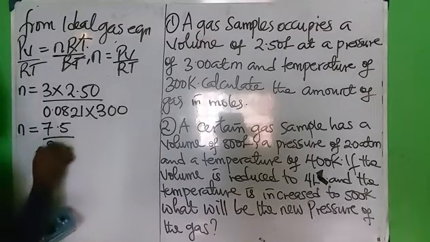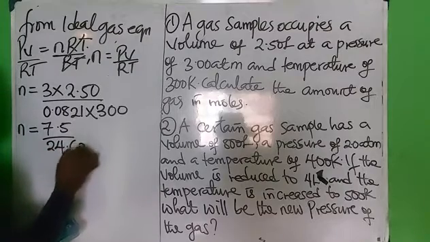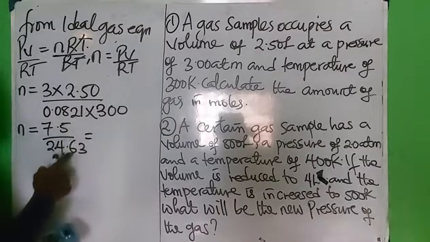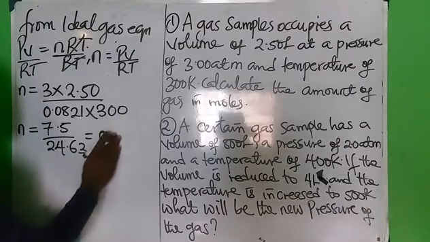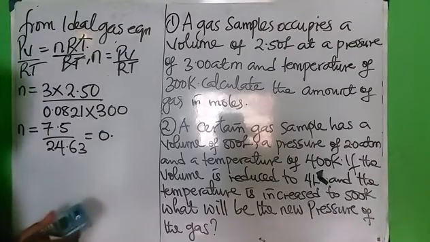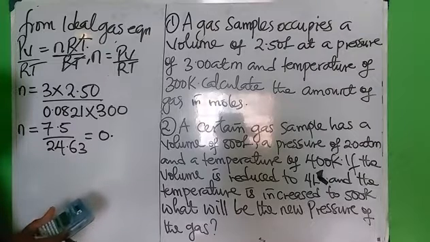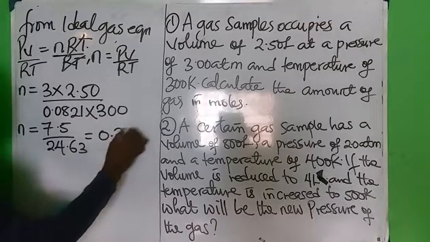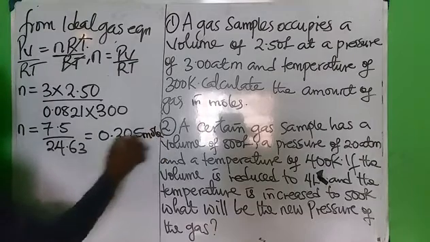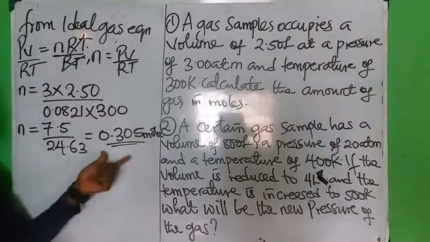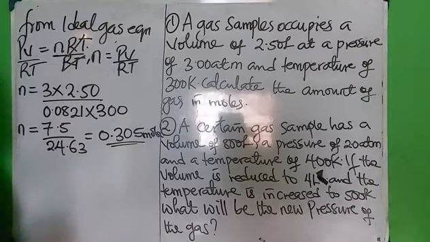Punching the calculator, we have 24.63. So 7.5 divided by 24.63 is approximately 0.305. So it means that we have 0.305 mole. Alright, take note of that.